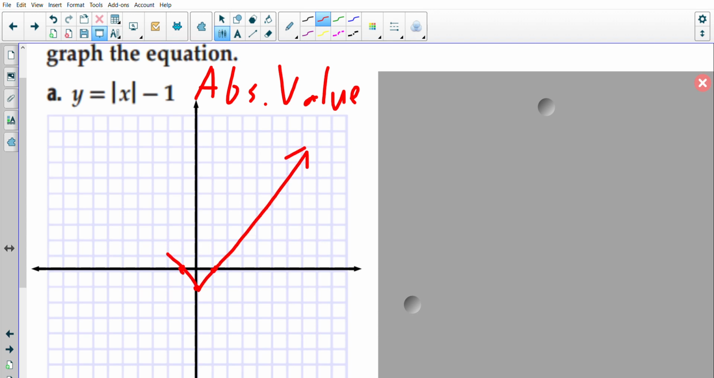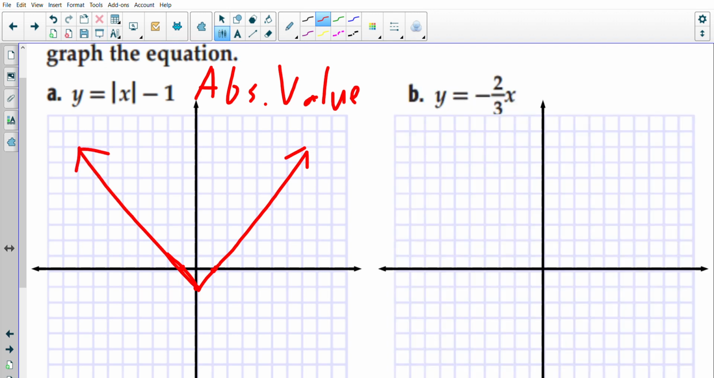Next one, y equals -2/3 x. Well, that's a pretty easy one. That's just a line function, a linear function. So we can use our y equals mx plus b abilities. Intercept is 0, and then do our slope, down 2/3. And because it's a line, there's no holes, so we just connect our 2 points, and there we go. Very simple.